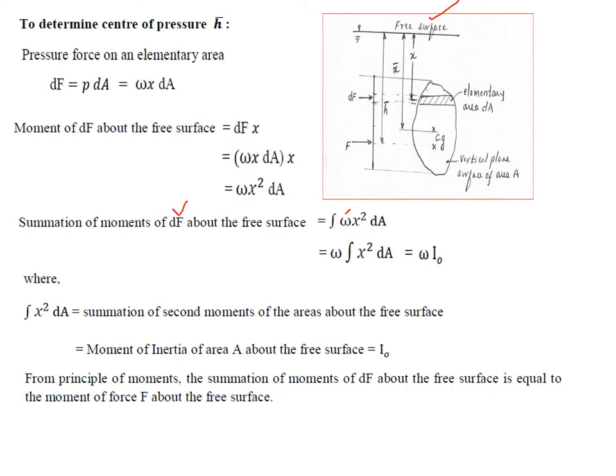So now the component of F is nothing but dF, like dF1, dF2, dF3, dF4, like that, and each of the moments we have taken and made it as a summation, which is this. So therefore this term has to be equal to F into H bar. What is the moment of the resultant? It is F into H bar. What is the summation of moments? It is omega into I naught. So therefore, from Varignon's theorem, F into H bar can be written as omega into I naught.